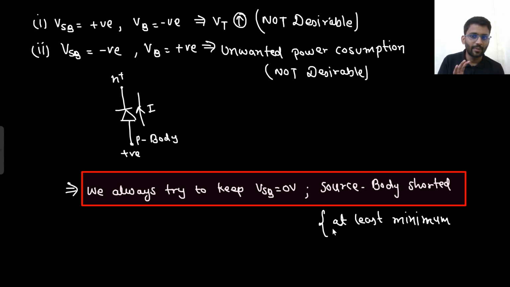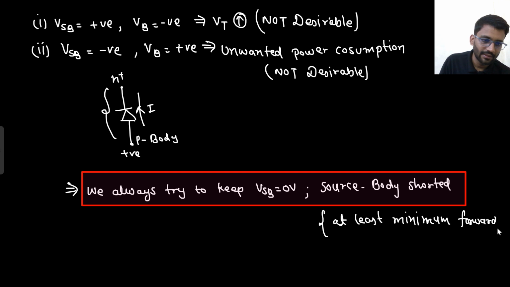What do I mean by minimum forward bias? If there is something in my circuitry that I cannot keep source and body shorted, I will ensure that my body potential is such that I am having minimum forward bias, so that there is no unwanted power consumption.